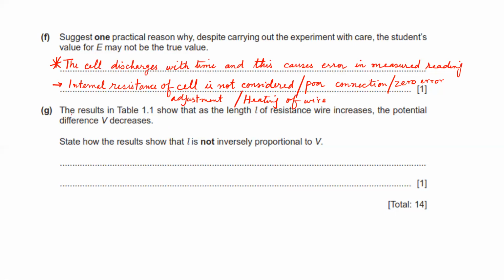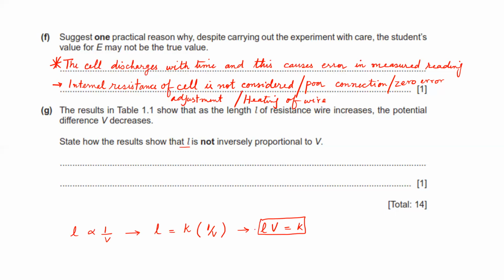So part G, it says the results in table 1.1 show that as the length L of the resistance wire increases, the potential difference decreases. State how the results show that length is not inversely proportional to V. Remember, if length is inversely proportional to 1 by V, it means that the length is equal to a constant K times 1 by V, and so length times V is equal to that constant.